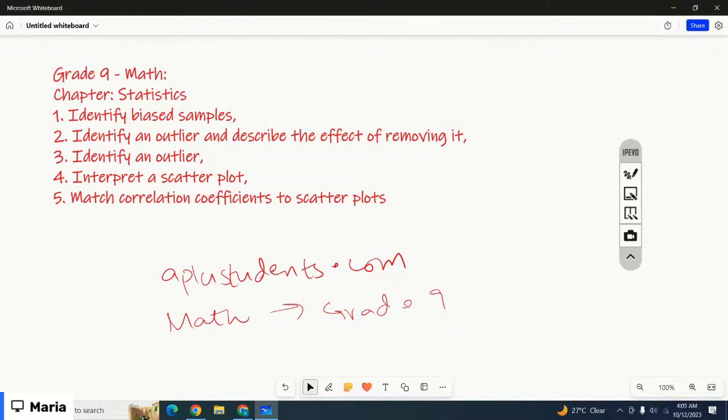Identify biased samples. What are biased samples? What do you know about a biased sample? Biased sample refers to a situation. Please make sure you have your notebook and pencil so that you can note down the important examples and definitions as well.